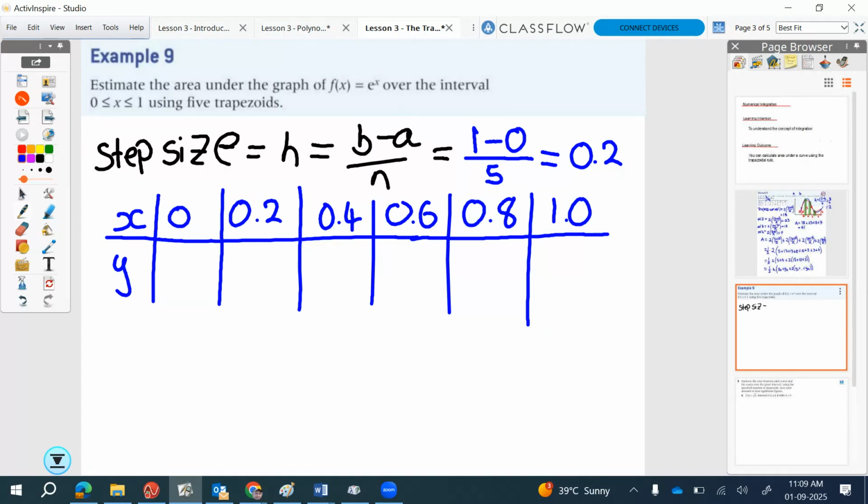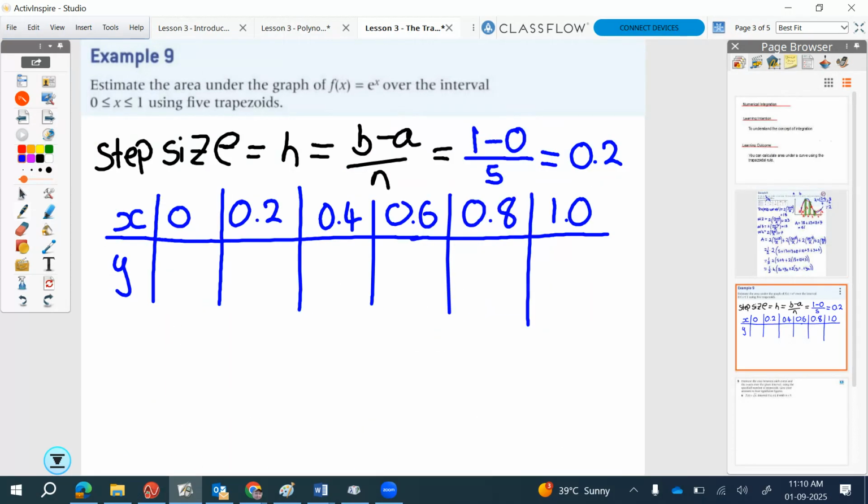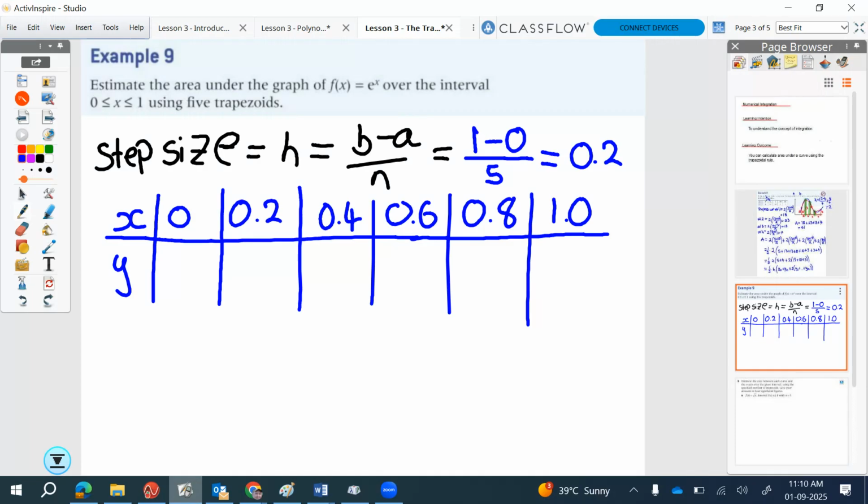How many trapezoids do we have? Why is there always one more x value than the number of trapezoids? If we look at the formula, here in this part of the formula we have all the y values. It goes from y0 to yn. So if n is 5, counting from 0: 0, 1, 2, 3, 4, 5. From 0 to 5, there are 6 numbers. From 0 to n, there are n plus 1 numbers. So we have n plus 1 columns in our table.